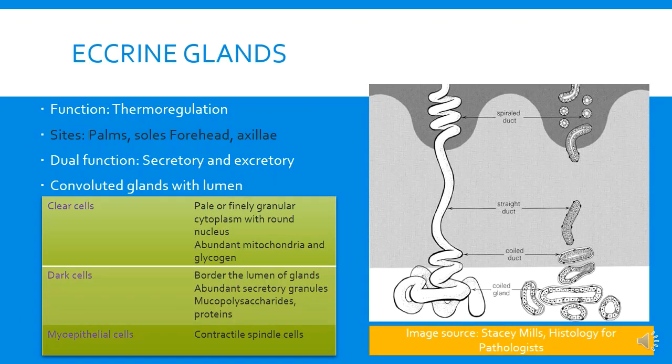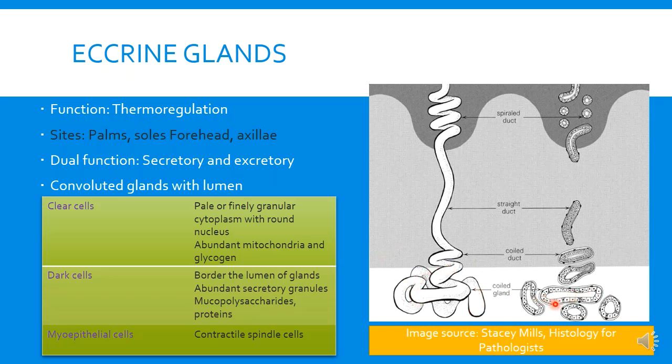Eccrine glands. Most important function of eccrine gland is thermoregulation. These are more concentrated on palm, soles, forehead and axillae. They have a dual function, secretory and excretory function. This here represents the excretory portion of eccrine glands, and these convoluted ducts represent the secretory portion.